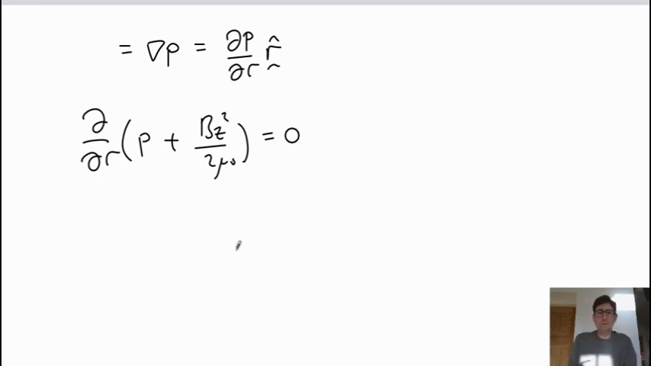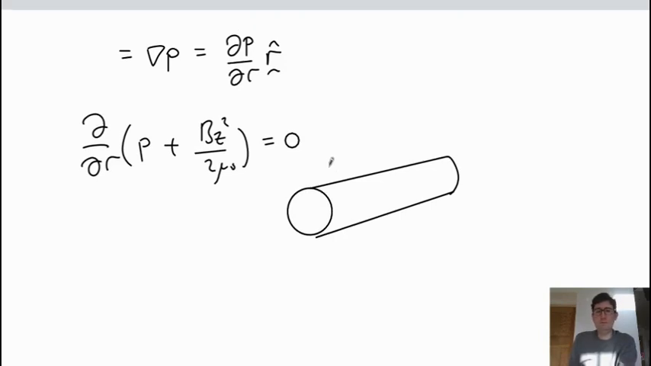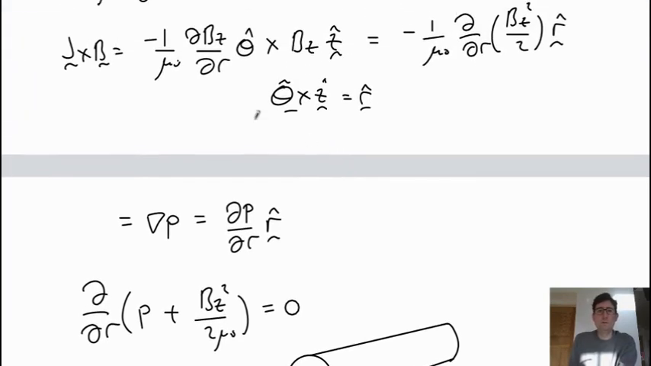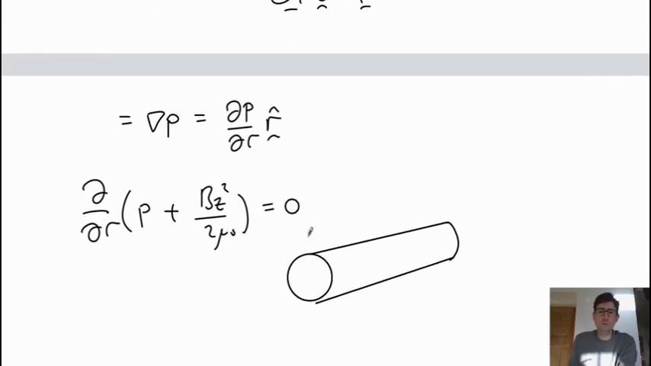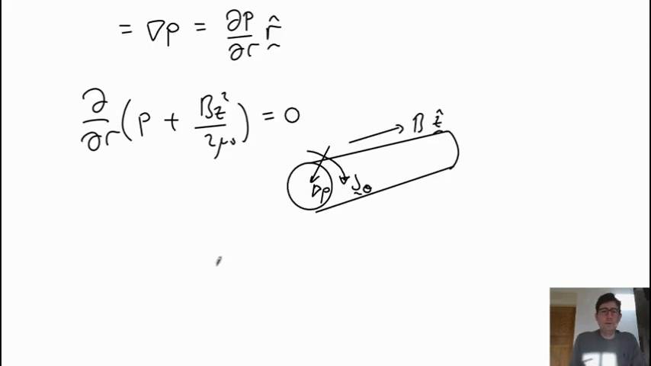And so we have an equilibrium, we'll draw this again, where we have a cylinder with a current running down. Let's see, the current is in the minus theta direction, so the current is running down this way, so it's J theta. We have B in the z direction, and grad P, which is pointing inwards, like this. We can draw some profiles of this.